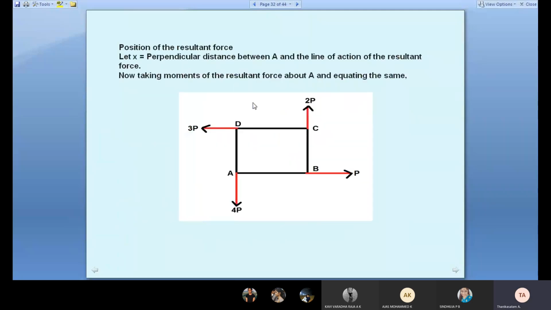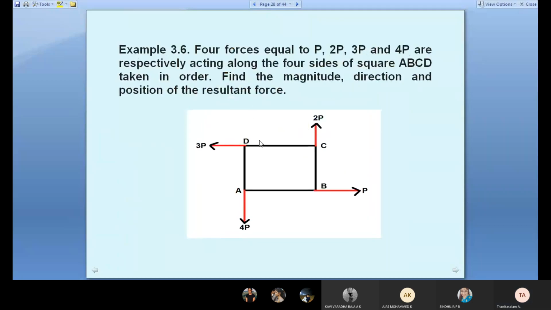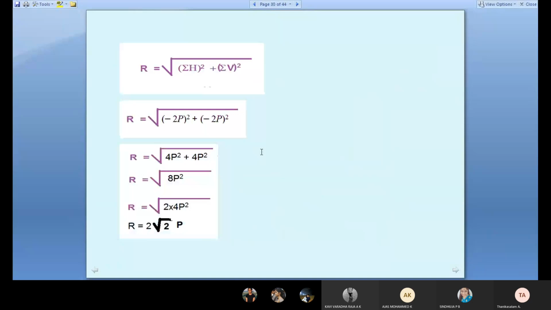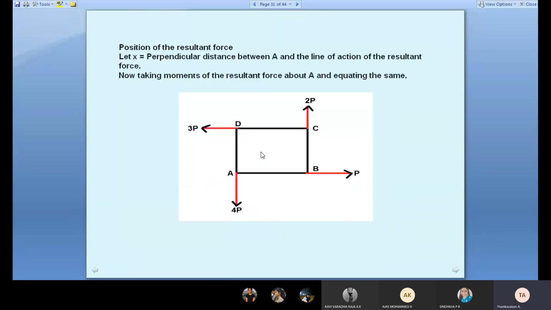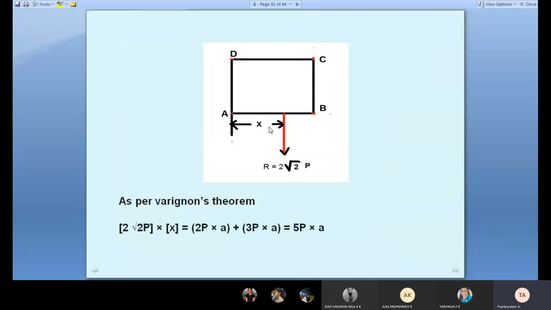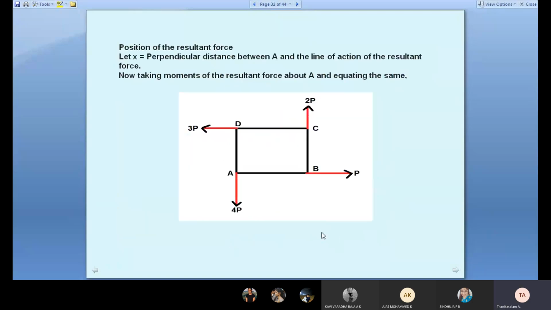In this problem, they mentioned a square with 4 forces acting: P, 2P, 3P, 4P. So AB I took as P, BC I took as 2P, CD I took as 3P, and DA I took as 4P. Because it is a square, we take the side equal to a, since they did not give it. So we finally calculate the resultant. The resultant I took from A point at distance X. Therefore, Varignon's theorem applied: resultant force moment equals summation of individual force moments. So the individual forces you take with distance a. I will change this PPT and send it again.